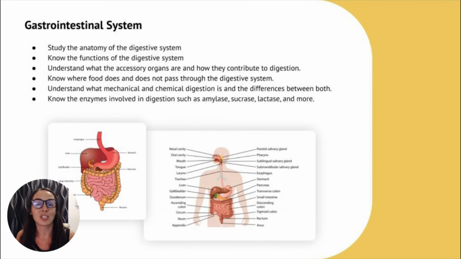Let's focus on digestion process itself. You need to know that digestion is the breakdown of food into molecules small enough to be absorbed into the bloodstream. There's 2 types of digestion. There's mechanical and chemical. So you need to understand the difference between both of them. And you need to know how things are broken down, like proteins are broken down into amino acids and lipids are broken down into fatty acids and such.